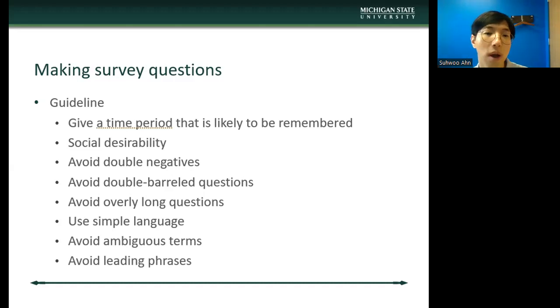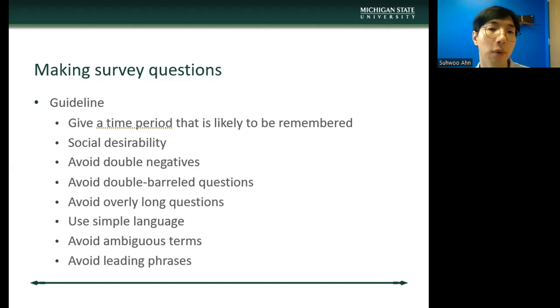So even though they drive after drinking, in the survey question, they will not answer accurately, and they will just say, I don't have any experience of driving after drinking. This is the issue with social desirability, and we have to be careful when we ask questions related to illegal or undesirable behaviors.